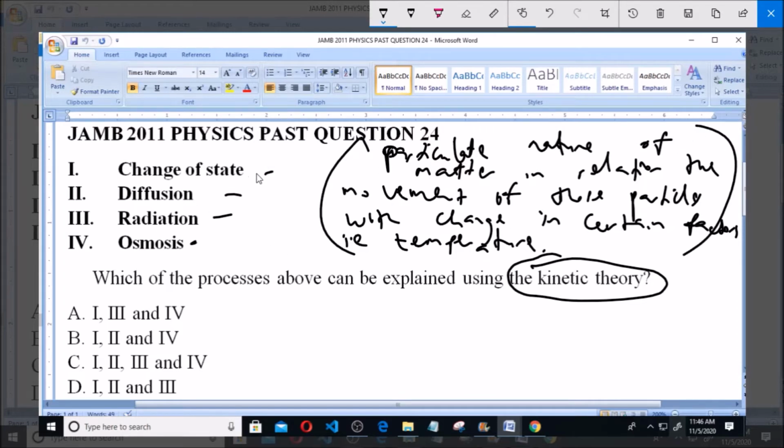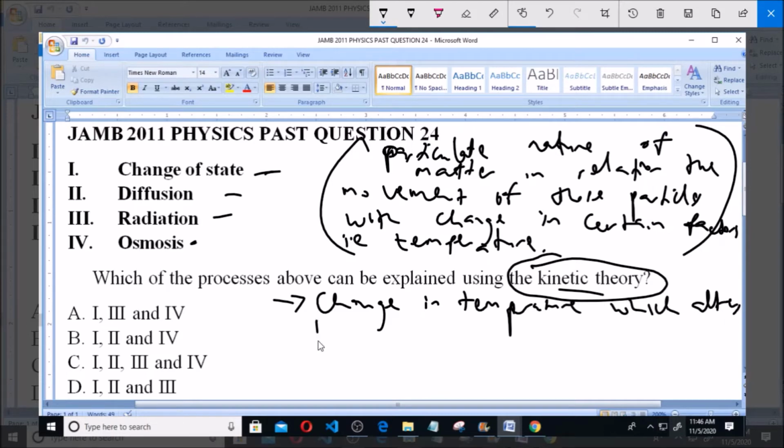Now, one says change of state. Now, change of state can actually be explained using the kinetic theory, as the change of state according to kinetic theory has to do with change in temperature, which alters the movement of the particles by altering the intermolecular forces of attraction between these particles.